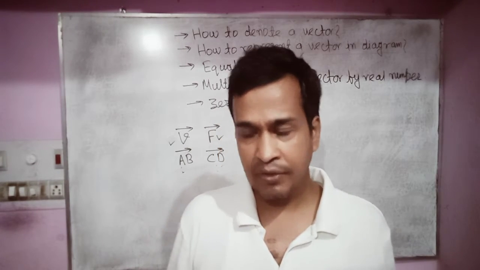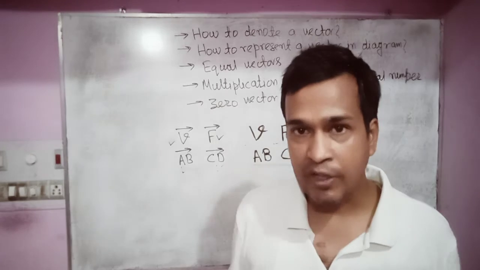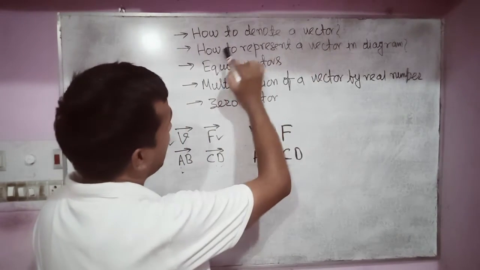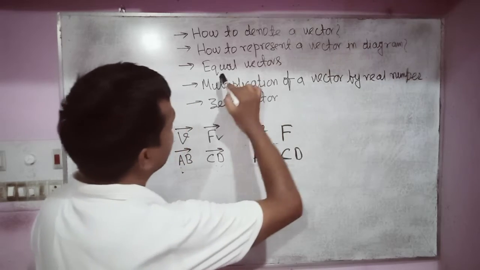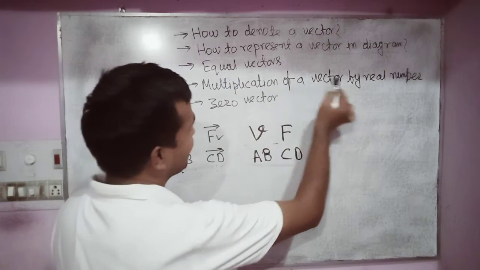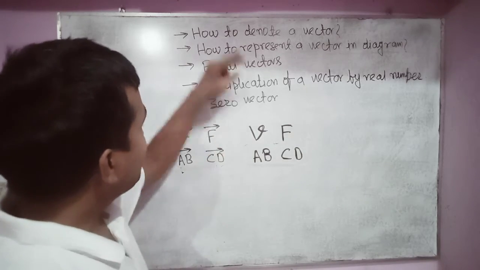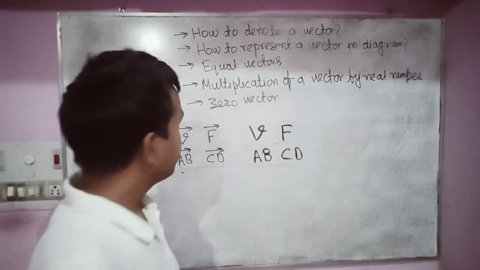In today's lecture, we are going to discuss some important topics about vectors. These topics are how to denote a vector, how to represent a vector in a diagram, equal vectors, multiplication of a vector by a real number, and zero vectors. The first topic is how to denote a vector.